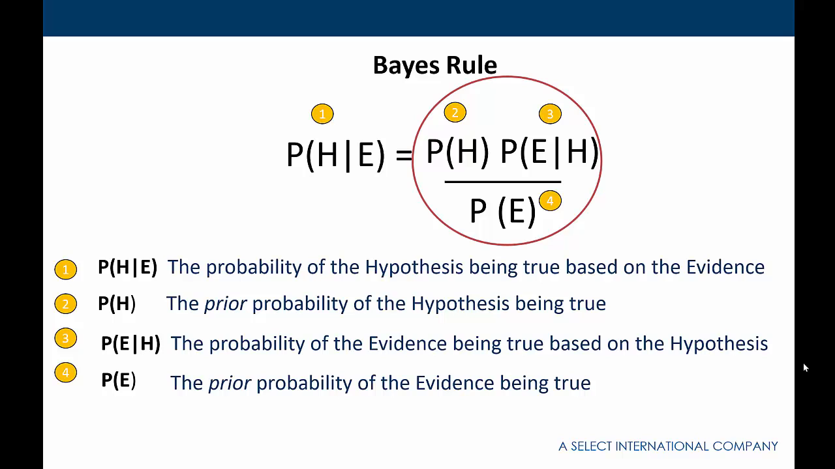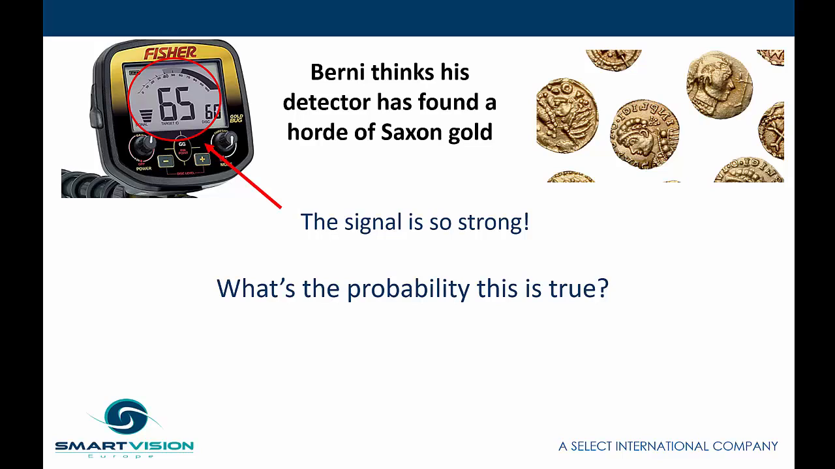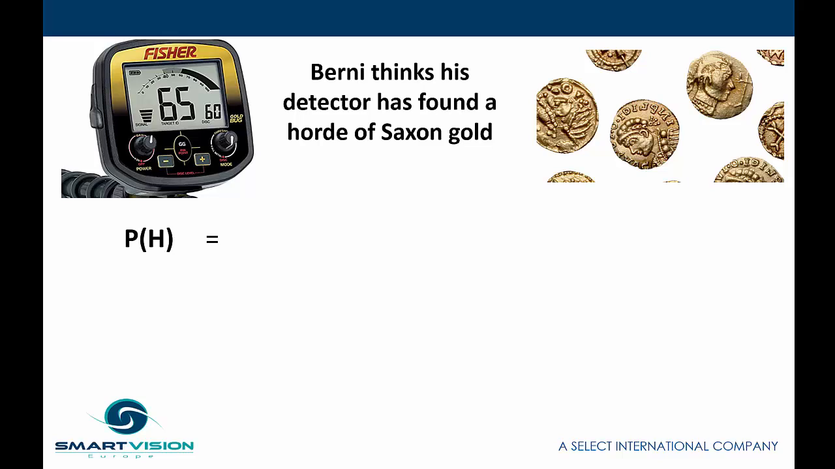Okay, well, let's look at a worked example of applying Bayes' rule. We've got a little story here. Bernie thinks his detector has found a hoard of Saxon gold. He's got a really strong signal indicating that there's gold somewhere buried in the ground beneath his detector. And we're asking ourselves, well, what's the probability this is actually true? Well, to begin with, we need to come up with some sort of prior probability. That's our P(H) part of the equation. Prior probability of finding gold might only be 1 in 10,000.